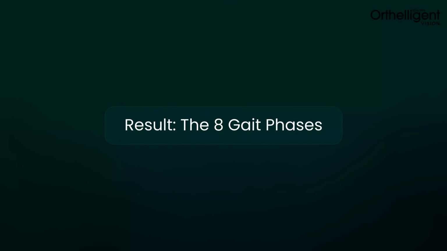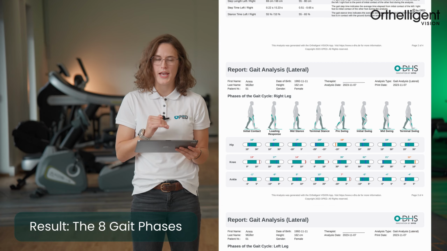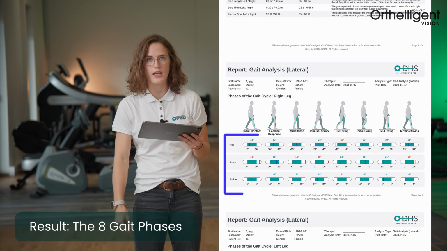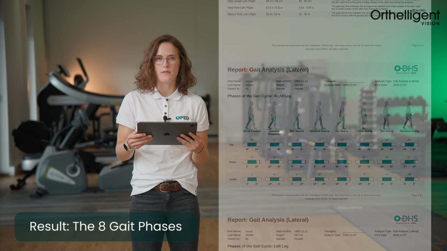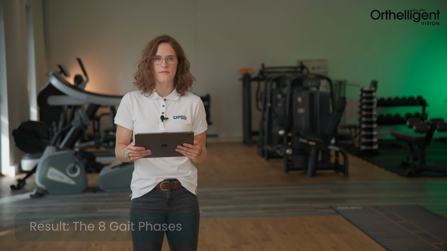The human gait is divided into 8 phases: initial contact, loading response, mid-stance, terminal stance, free swing, initial swing, mid-swing, and terminal swing. In the report, you can find the angles of the hip, the knee, and the ankle in each of these phases. There are reference values for each parameter. The normative data indicates a regular gait cycle.